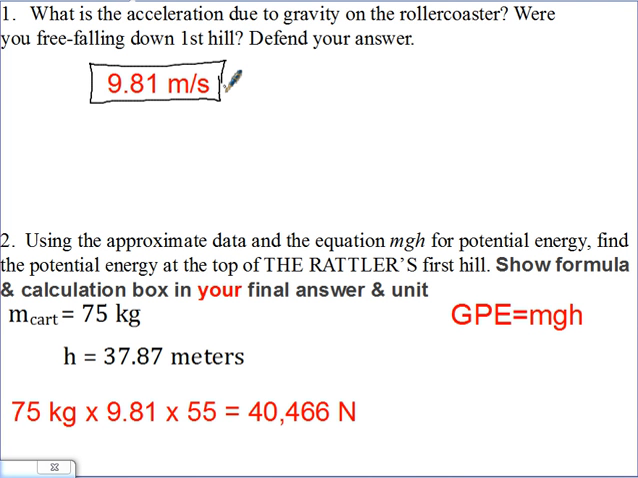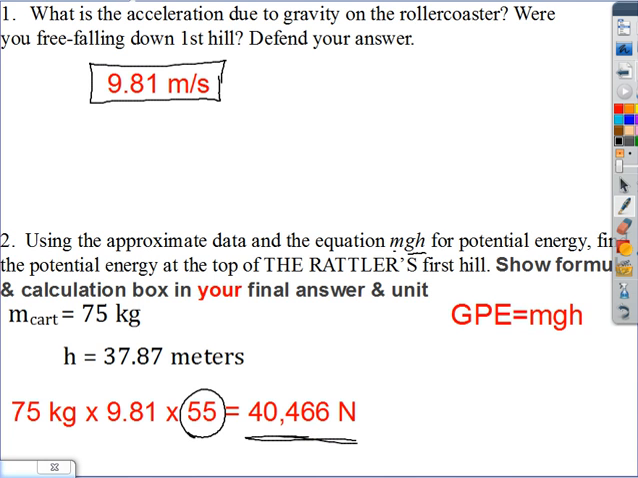And then it says, using the approximate data and the equation for PE, which is mass times gravity times height, potential energy, find the potential energy at the top of the Rattler. That's the same exact thing that we've done before. It's going to be your mass times gravity times the height, which I've converted into meters already for you. So this is the same thing we did for Superman.